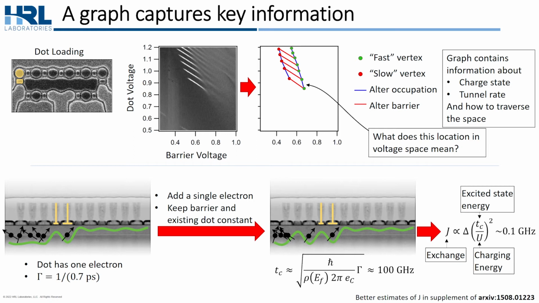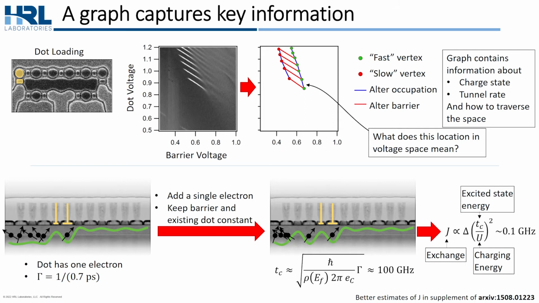And so first, it means that that dot has a single electron in it, and that dot will reach its equilibrium electron occupation in about a picosecond. But perhaps more importantly, it means that if we maintained the electrochemical potential beneath those gates, while we added an additional electron, as shown in the lower middle, that would mean that those two electrons are now coupled with a tunnel coupling of about 100 gigahertz, just using Fermi's golden rule and an estimate for the density of states. And then additionally, if we can estimate or have independently measured the excited state energy, then we know the exchange energy, which in this case is about 100 megahertz.